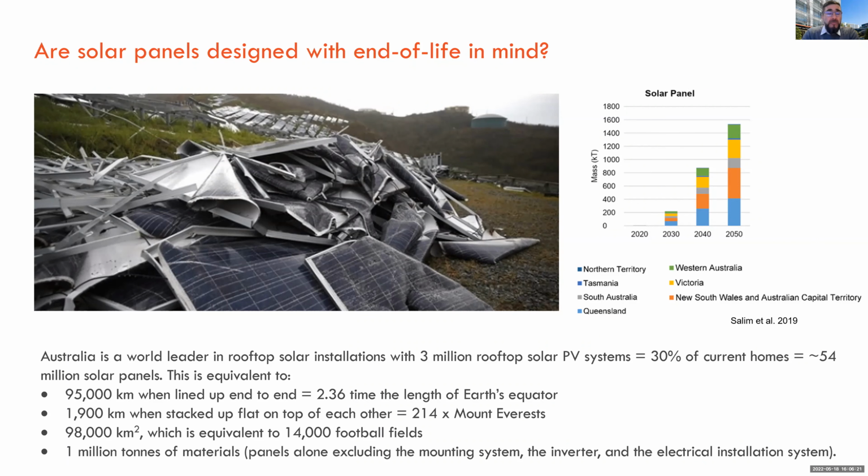By my rough estimates, if you line them up end to end, it's about 95,000 kilometers of solar panels. Think about that distance. It's about 2.4 times the length of the equator. It's also, if you stack them up flat on top of each other, about 214 Mount Everests. It's a large quantum, and the numbers go on and on. It's a large volume of materials.